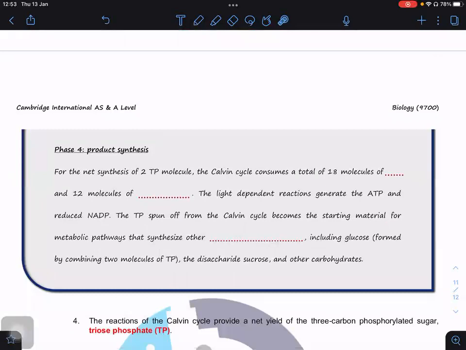So for the net synthesis of 2 TP molecules, the Calvin cycle consumes a total of 18 molecules of ATP and 12 molecules of reduced NADP. The light-dependent reaction generates ATP and reduced NADP. The TP spun off from the Calvin cycle becomes the starting material for the metabolic pathways that synthesize other organic carbon compounds, including glucose and the disaccharide sucrose, and other carbohydrates.